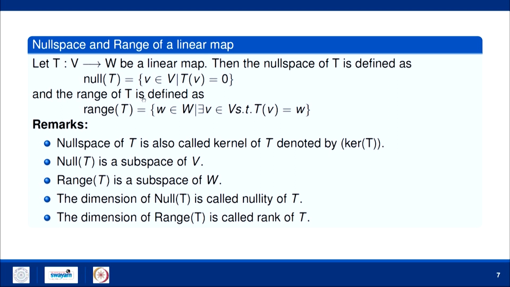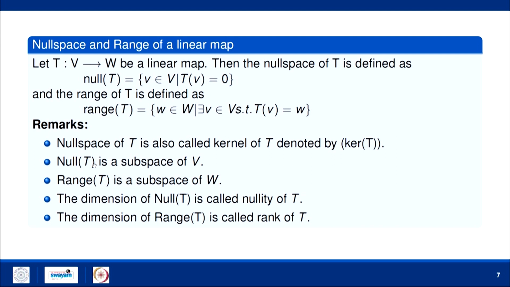The range space of T is all vectors w belonging to the vector space W such that there exists v belonging to V such that T(v) equals w. You can easily verify that this range space, or range of T, is a subspace of W. The null space of T, also called the kernel of T, is denoted by ker(T).